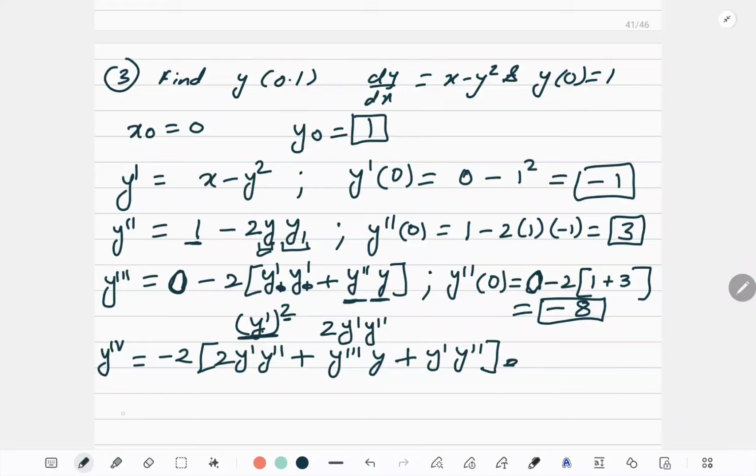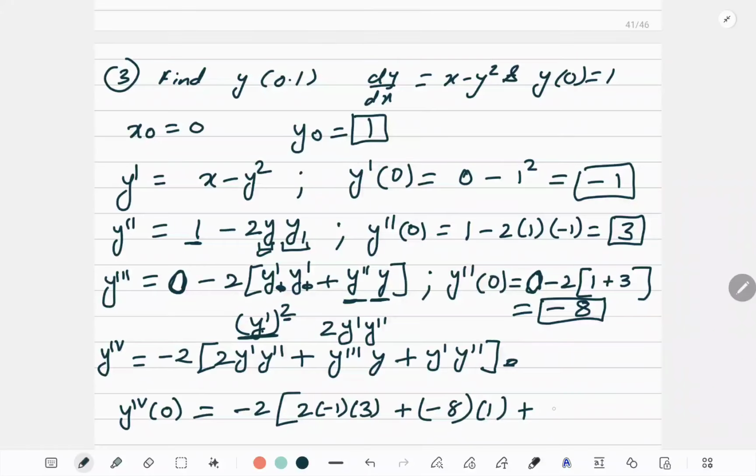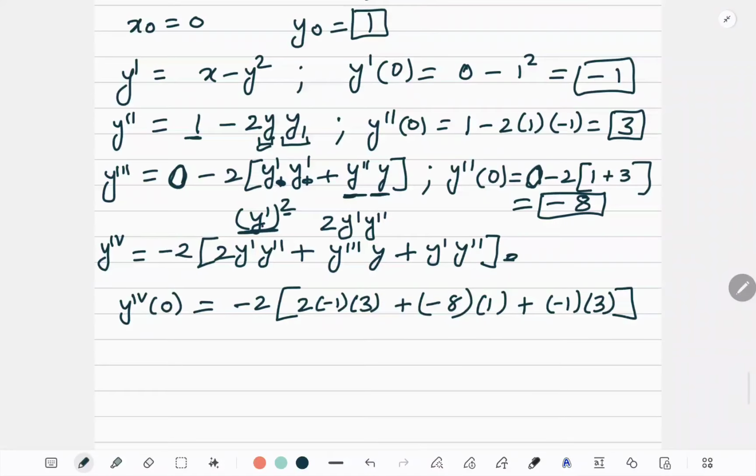So now put in the values. What will be the value of the fourth derivative of y at 0? It is minus 2. Substitute the values. What is y dash? Minus 1. y double dash is 3. Plus y triple dash is minus 8. y is 1. Plus y dash is minus 1. y double dash is 3. Right? So how much did I get? Here minus 3, minus 8. 8, 9, 10, 11. 11 plus 6 is 17. Minus 17 into 2 is 34. So I got 34 as my value.